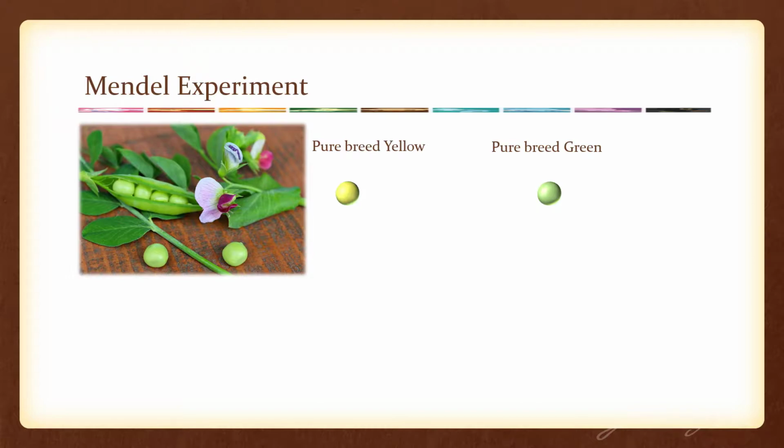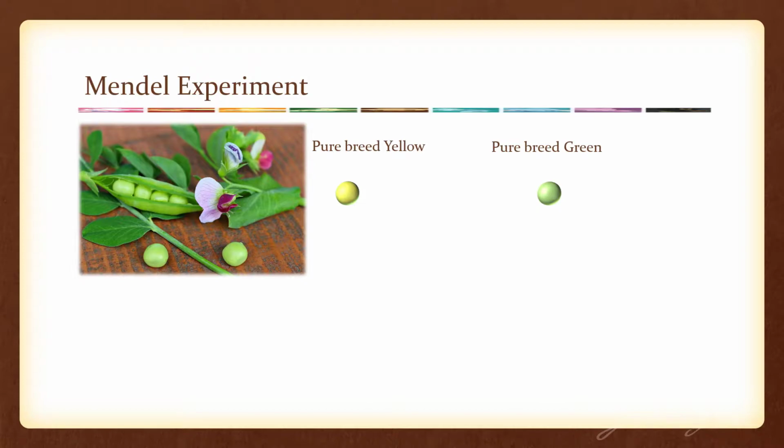Imagine you have this plant that produces yellow peas. You self-fertilize it for many generations and you observe that all the offspring have yellow peas. So those are the pure breed yellow peas. You find a plant that produces green peas, self-fertilize it for many generations and observe that all the offspring produce green peas. So those are the pure breed green peas. Pure breed is a fancy way of saying they are homozygous. They have the same alleles, whether dominant or recessive.